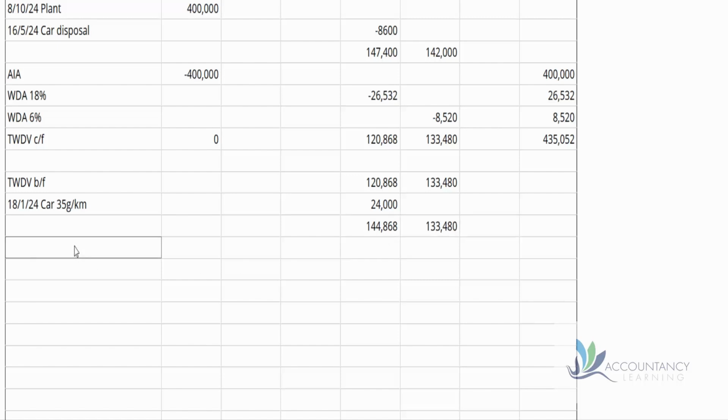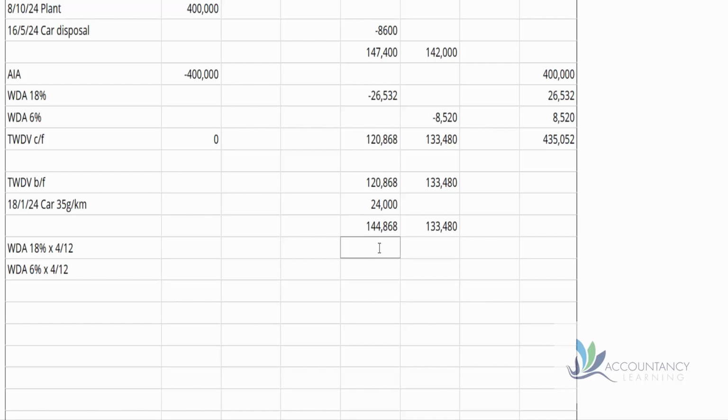So again, we want our writing down allowance, don't we? So we've got 18% for the general pool, but remember this is a short period. It's only for 4 months. So we want to time apportion that with 4 months. And similarly, we'll have a writing down allowance with the 6% for the special pool. But again, we want to time apportion that for 4 months.